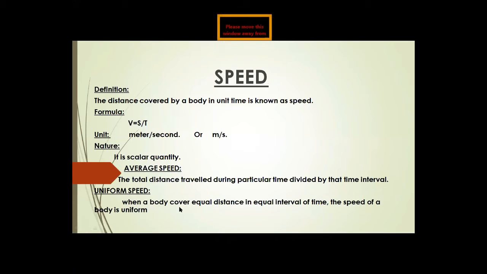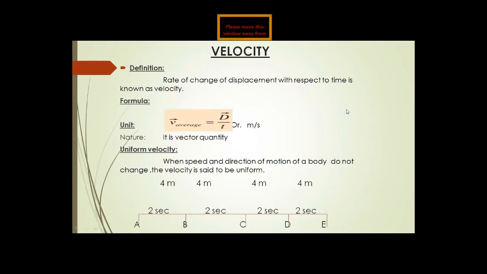Now, next we have two types of speed. First, we can say it is a uniform speed, and the second one is a variable speed. Uniform speed, we can say equal distance covered by a body in equal interval of time, then it is said to be the uniform speed. Let's suppose that we can say equal distance.